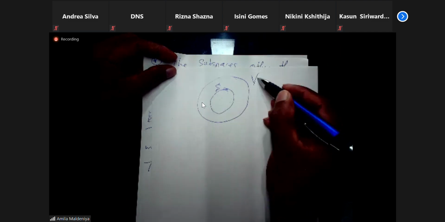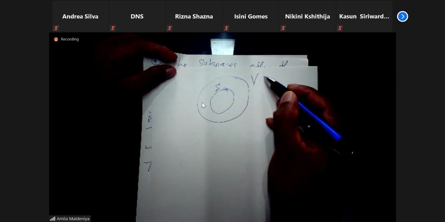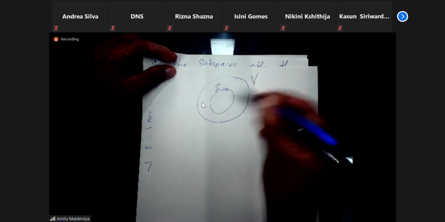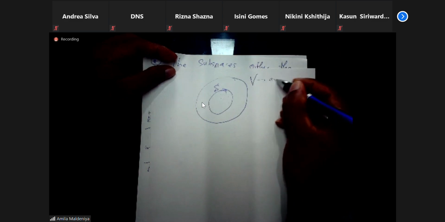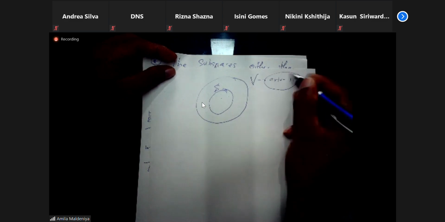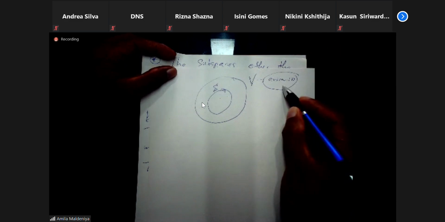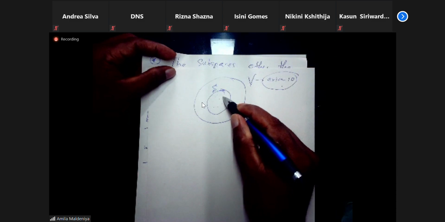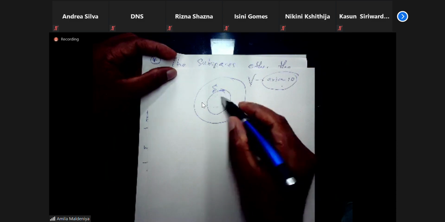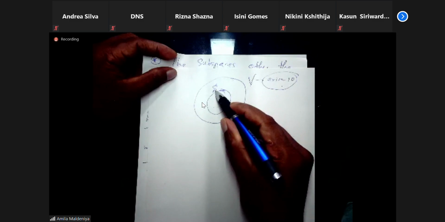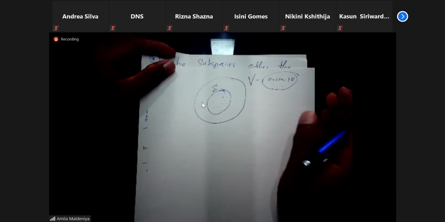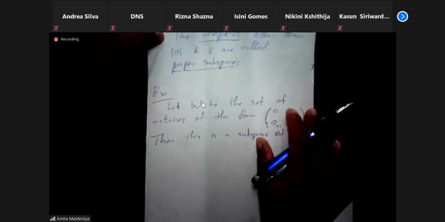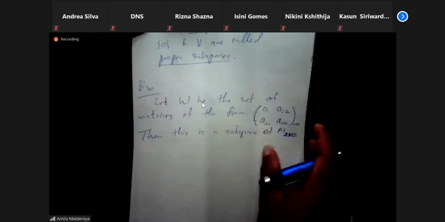But the thing is, V is already a vector space. Therefore, some of the properties might be satisfied automatically in the subset. Some of the 10 axioms might be automatically satisfied here. Therefore, we can use that to reduce our calculation to show S is a subspace. That's what is given in this next theorem. It's very important, and it makes the calculation for subspaces much easier.